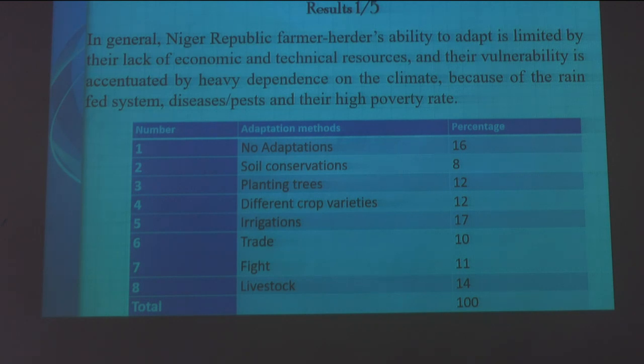But importantly, some of them say, when asked how they cope with the reduction of resources, that if things are not enough, they are ready to fight for them. So we got 14% and 11% for that. And some are combining: if you are a farmer, you are raising livestock, and if you are a herder, you are doing farming. They are up to 14% of that.